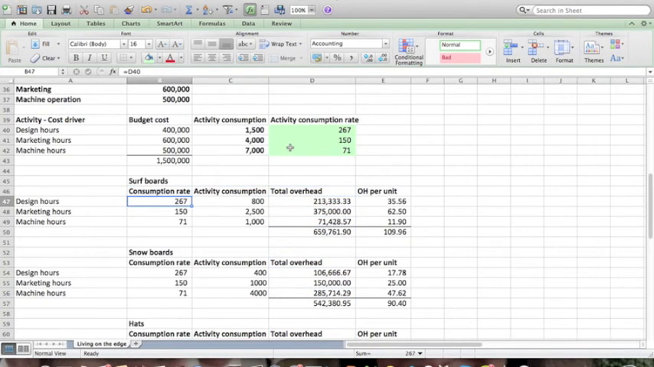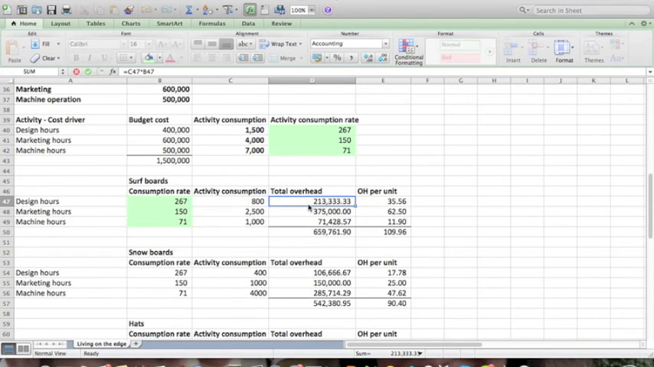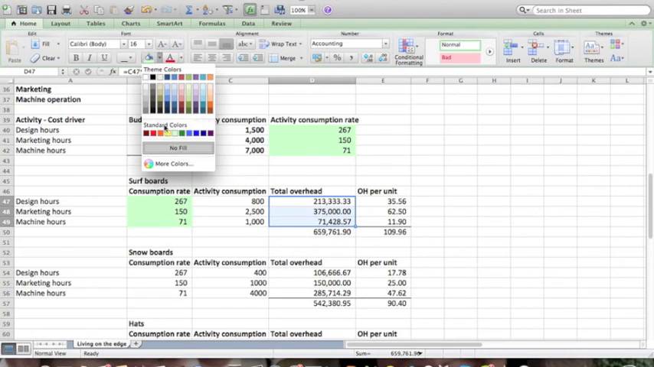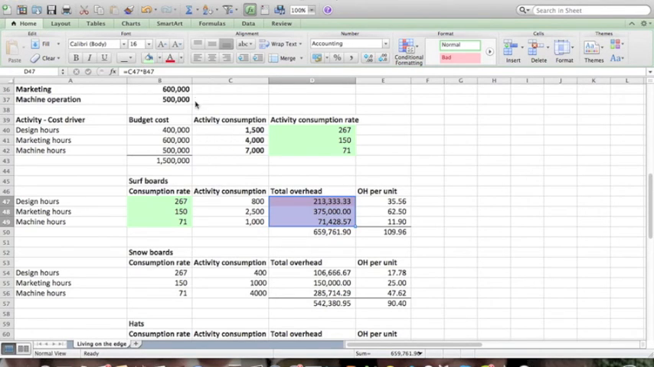Okay? So then I just allocate surfboards. I'm looking at how much of each the surfboard is consuming, and I know what the rate is because it's just given to me by that department. So the rate ties in with that. Consumption activity is given, and for total overhead we multiply to see what the total overhead is. So this is just a product of the two.